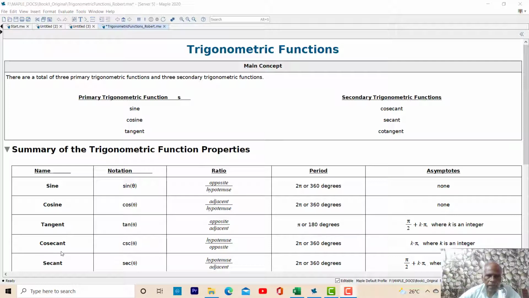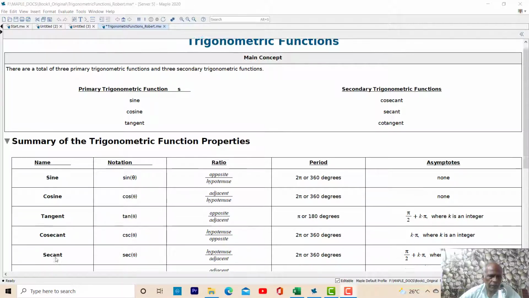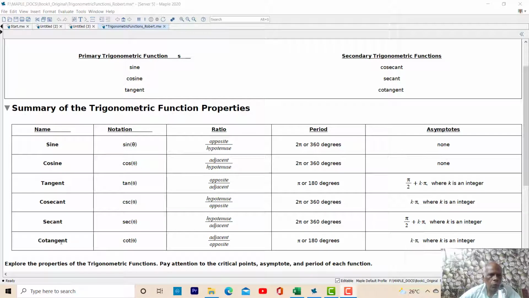Cosecant will have an asymptote because it is the reciprocal of sine. When sine is 0, it will have an asymptote. Similarly, secant also will have an asymptote because when cos is 0, secant becomes infinity. At that point, you will have an asymptote. Similarly, cotangent will have an asymptote because when tangent is 0, 1 by 0 is infinity. At that point, you will have an asymptote. That means the response varies from minus infinity to plus infinity at those points.